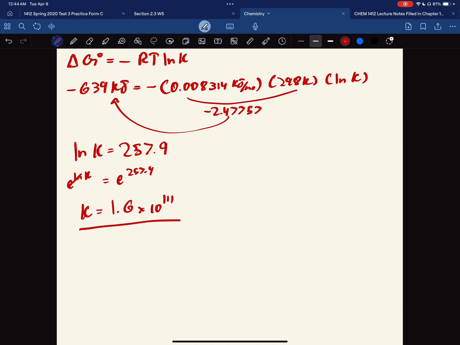And in this case, K should be bigger than 1 for it to be spontaneous. And in this case, K is a very huge number. That means it's highly spontaneous.